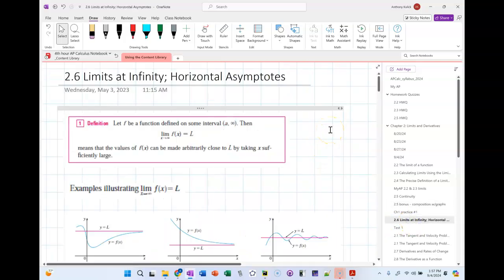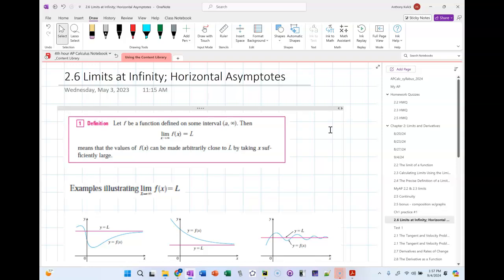2.6, here's the good news. This is all stuff you know already. We're just going to formalize it using limits. So all we're talking about here are vertical and horizontal asymptotes, which you've done. Which you know how to do. You know what this is.